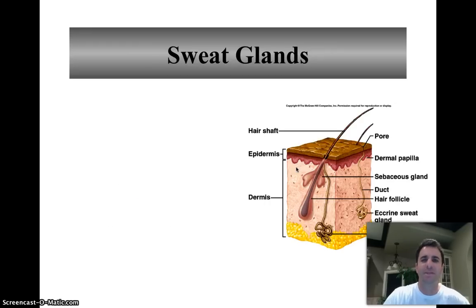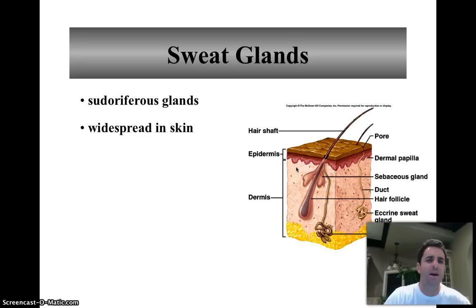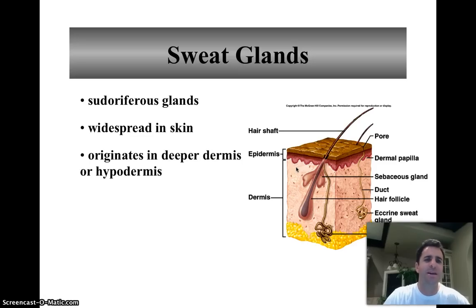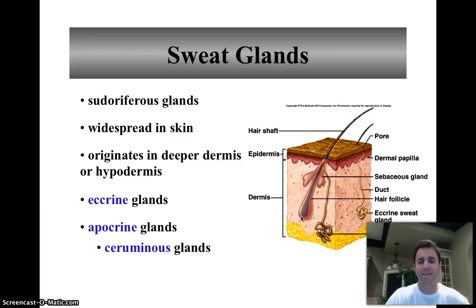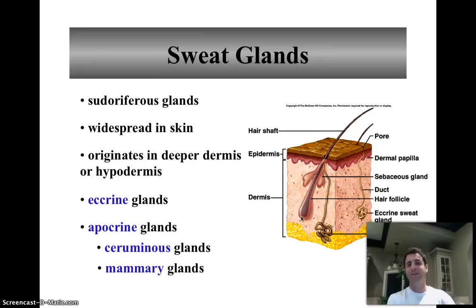All right, different types of sweat glands. Sudoriferous glands, that just sounds smelly, are all over the skin. These sweat glands originate in the dermis, sometimes all the way down in the hypodermis, but mostly in the dermis. And there's different types. There's eccrine glands, apocrine glands, and then specifically ceruminous and mammary glands. Eccrine glands are your generic sweat glands. So when I go for a run and my arm here sweats, it's sweating because of eccrine glands.